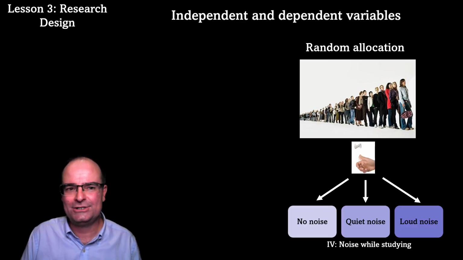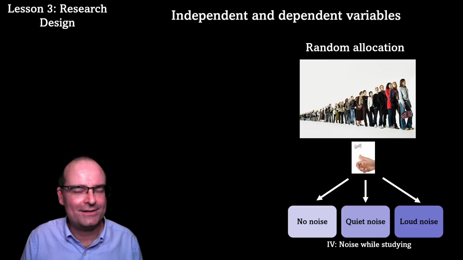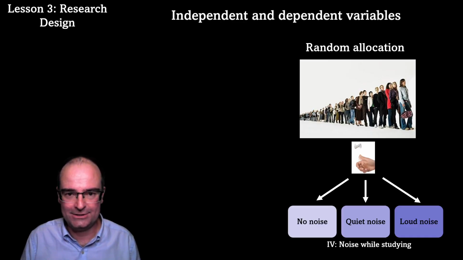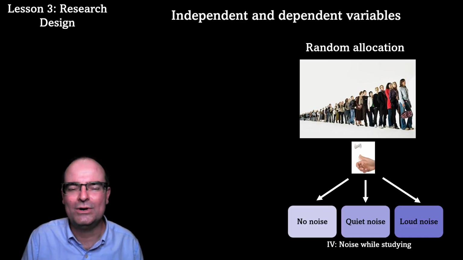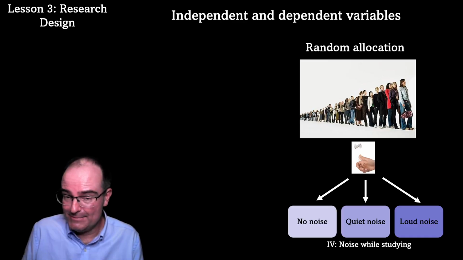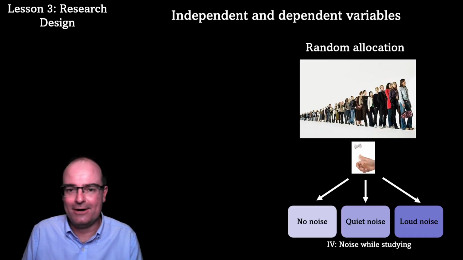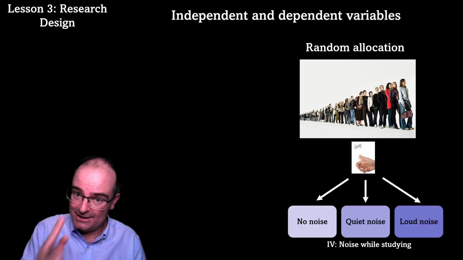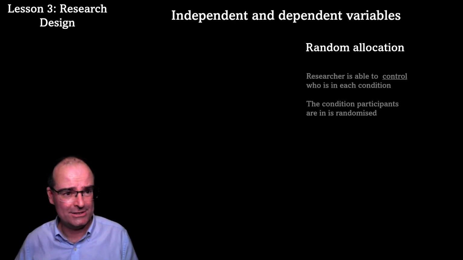That's random allocation. People arrive at the study not in a condition. People are never given the option to choose a condition. People are put into a condition. So whatever pre-existing differences they have that might differ amongst them, they're going to balance out because your sample is going to be spread evenly across the 3 conditions.